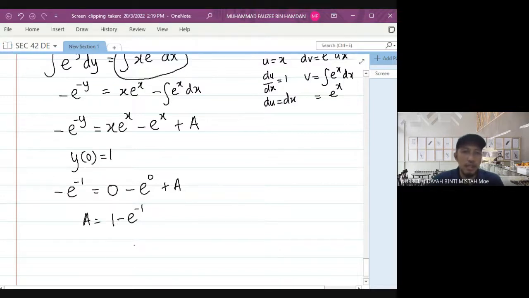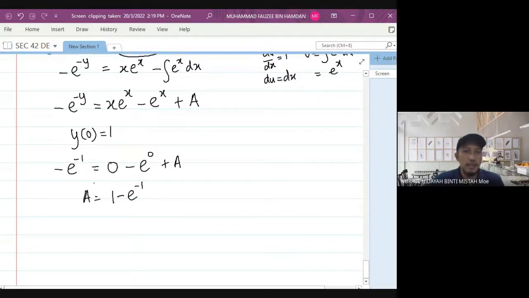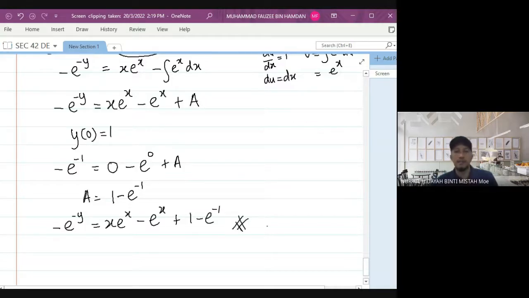Okay, and don't leave your answer like that. If you want to use your calculator to find this value, yes, you can. But if you don't want to use a calculator, you can just write like this. The final answer is negative e to the power negative y equal to x e to the power of x minus e to the power of x plus 1 minus e to the power minus 1. That is your final answer.